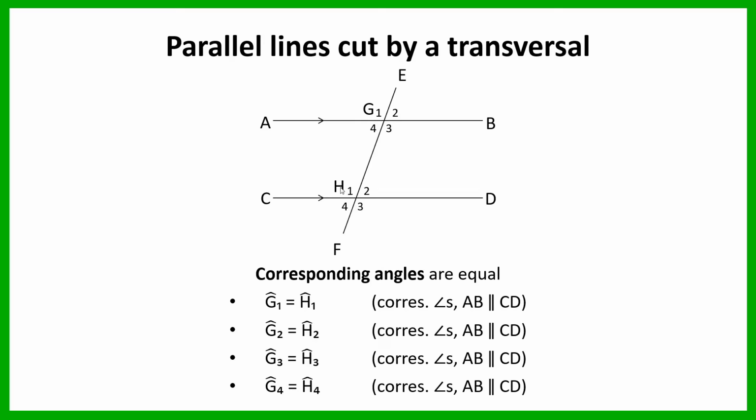So they're in the same positions as each other. G1 and H1 are in the same positions as each other relative to the parallel lines and the transversal. Corresponding angles will be equal to each other when the lines that the transversal is cutting through are parallel. So in this case over here, G1 and H1 are equal, G2 and H2 are equal, G3 and H3 are equal, and G4 and H4 are equal. And the reason is because they are corresponding angles with AB parallel to CD. Now remember, corresponding angles are only equal when the lines are parallel. If the lines are not parallel, then the corresponding angles will not be equal to each other.